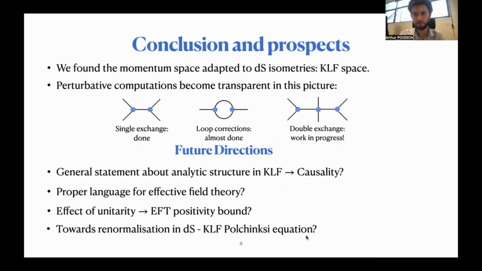So to conclude, let me say that we just found a momentum space adapted to the de Sitter isometries that we call the KLF space, for Kontorovich-Lebedev-Fourier space, and it makes the perturbative computation transparent in this picture. It opens many future directions: can we find general statements about causality and analytic structures? Can we find the implications of unitarity, such as positivity bounds? Can we formulate effective field theory in this language, because in flat space it is formulated better in momentum space? And it may be the correct language to understand normalization.